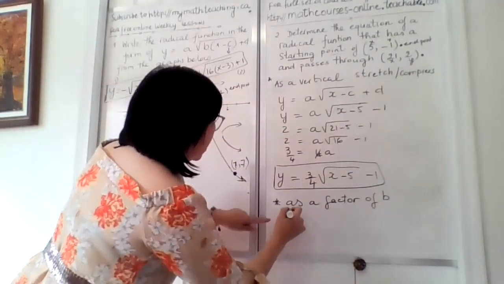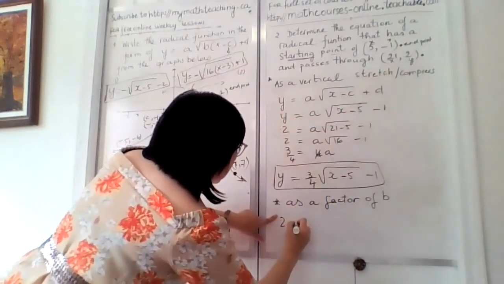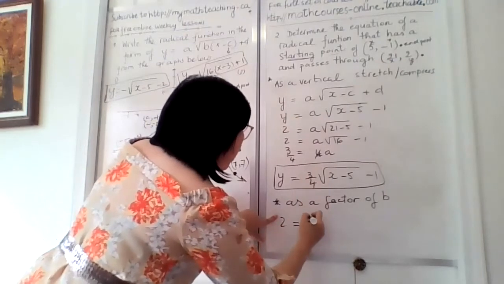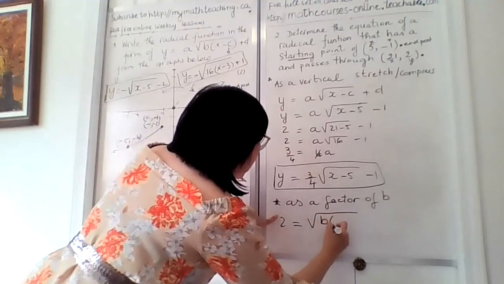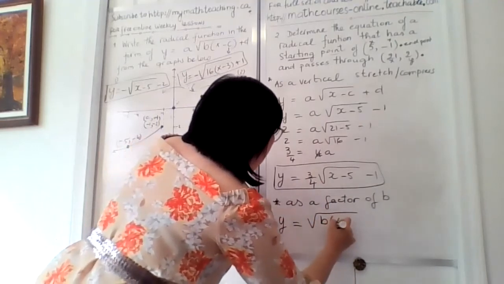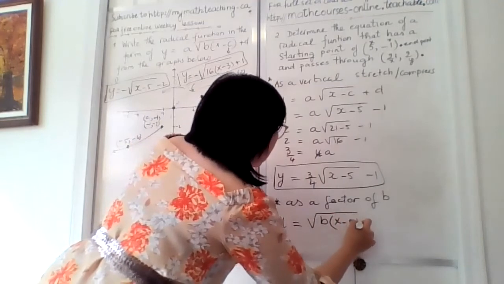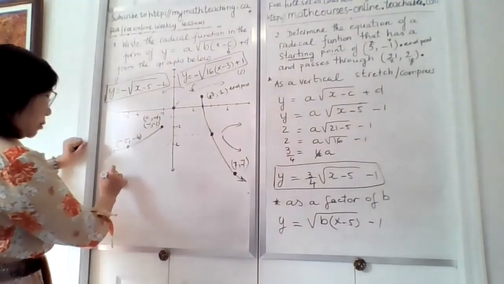So again, the y is 2, still 2. The a here disappears, but we do have the b, right? Let me substitute step by step. So b times the root of x minus 5, minus 1. So let's solve for this.